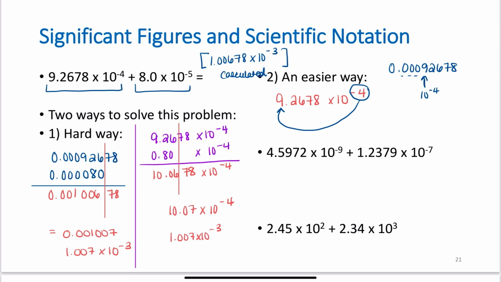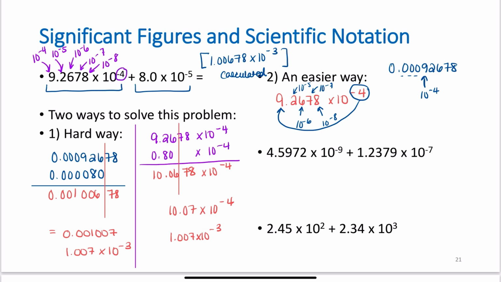Well, if that's at the negative 4 position, then my 2 has to be at the negative 5. My 6 has to be at the negative 6. My 7 has to be at the 10 to the negative 7. And my 8 has to be at 10 to the negative 8. I realize this is really messy on this slide, so I'm going to try to write this back over here. This is 10 to the negative 4. This is 10 to the negative 5. 10 to the negative 6, 10 to the negative 7, 10 to the negative 8.